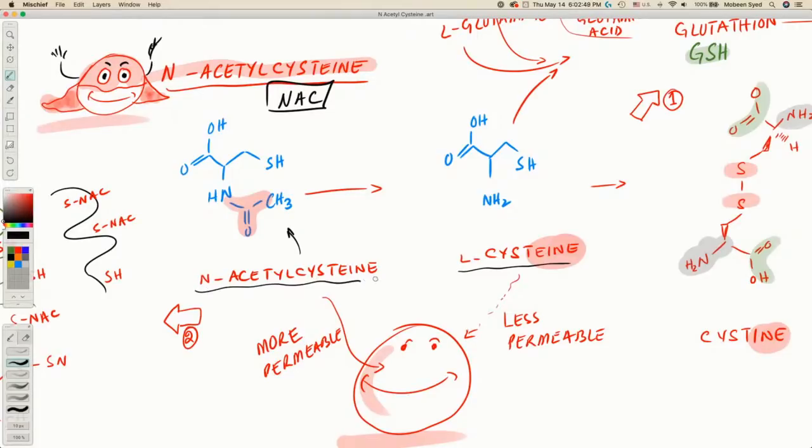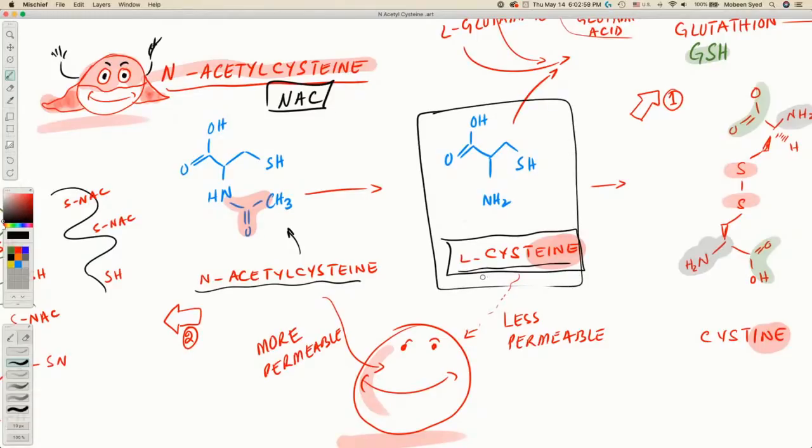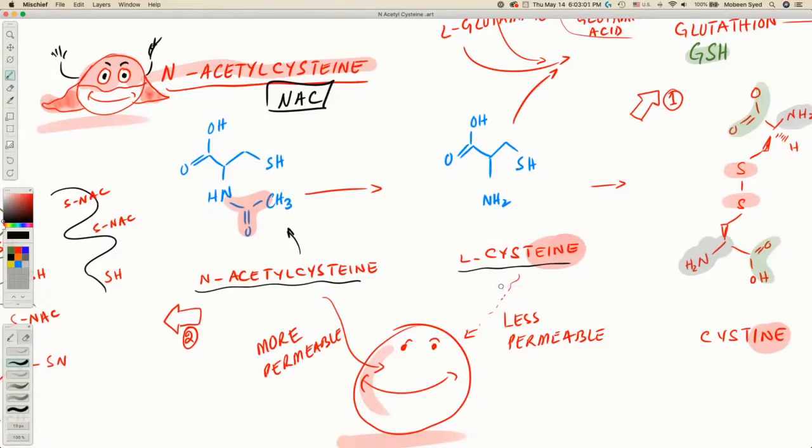We're talking about N-acetylcysteine, which is a derivative of L-cysteine. L-cysteine, this guy, is an amino acid. Now the question is, why don't we take L-cysteine instead of its derivative? The reason is that when we give L-cysteine, it goes into cells where the function is not very interesting.